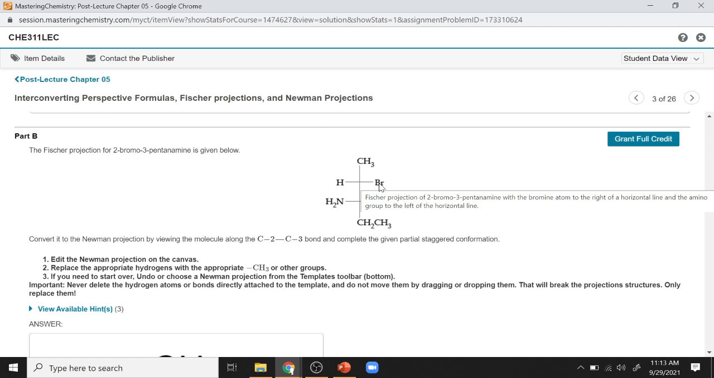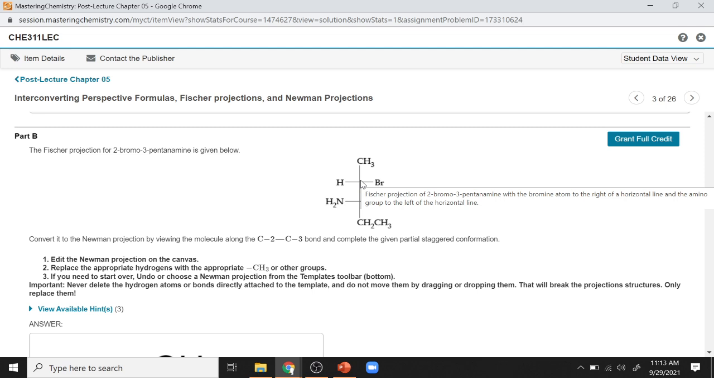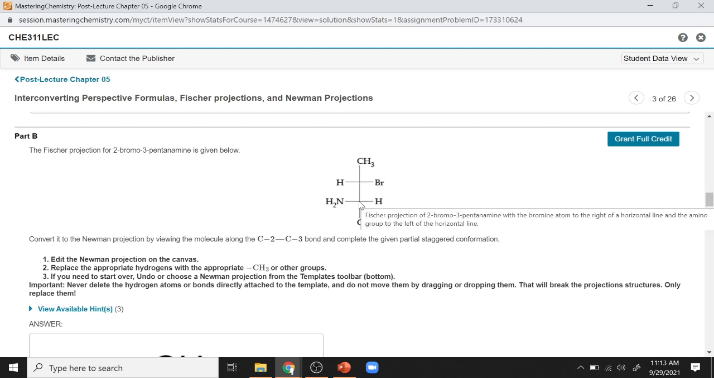Assuming everything was done right. So your C2 and C3 are what? This would be C what? 1. That would be C2, and that would be C3.